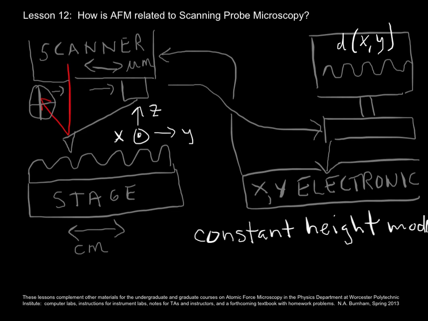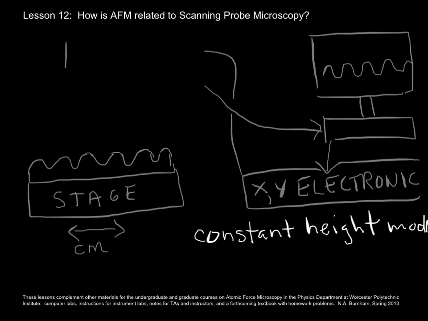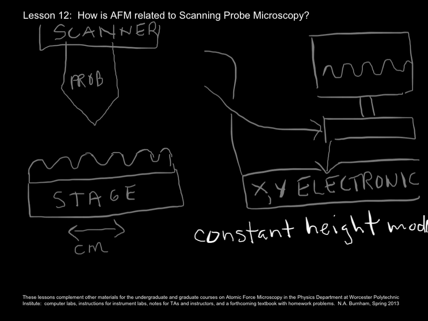All we have to do to change this to a generic scanning probe microscope is take out the scanner, photodiode, and cantilever. Now we replace it still with a scanner. After all, it's scanning probe microscopy. Here's the scanner, here's the probe. It's a sharp tip, and there's some kind of interaction between the probe and the sample.